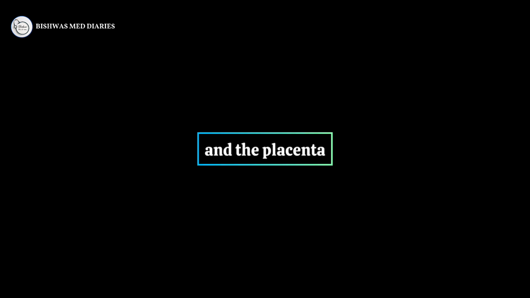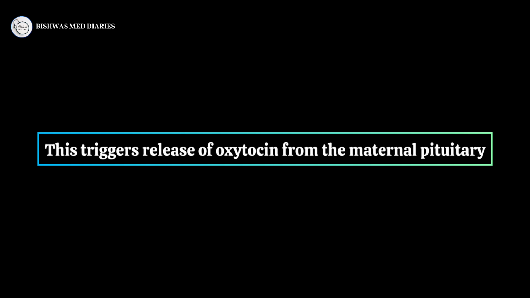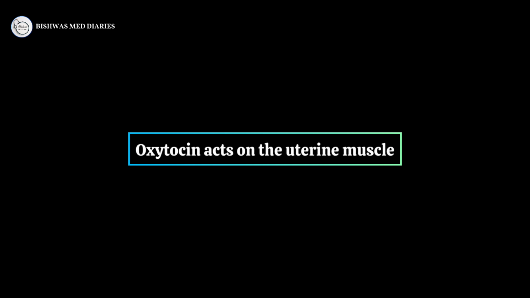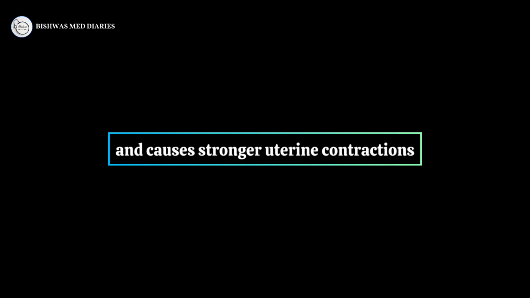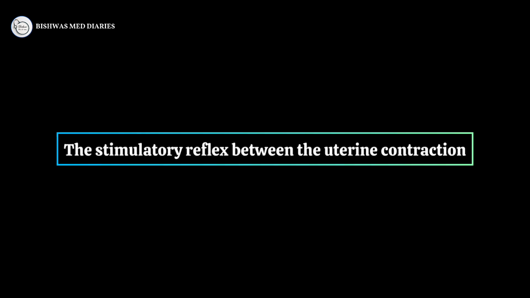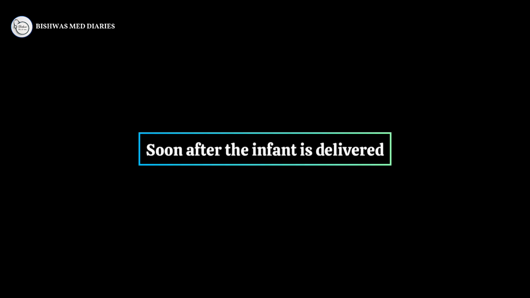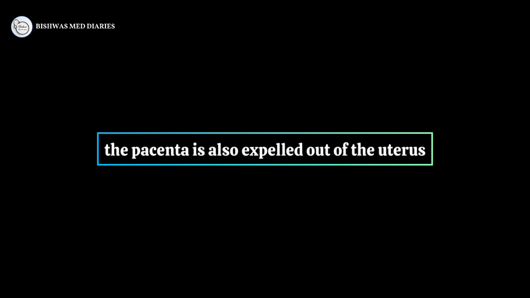The signals for parturition originate from the fully developed fetus and the placenta, which induce mild uterine contractions called the fetal ejection reflex. This triggers release of oxytocin from the maternal pituitary. Oxytocin acts on the uterine muscle and causes stronger uterine contractions, which in turn stimulates further secretion of oxytocin. The stimulatory reflex between the uterine contraction and oxytocin secretion continues, resulting in stronger and stronger contractions. This leads to expulsion of the baby out of the uterus through the birth canal, parturition. Soon after the infant is delivered, the placenta is also expelled out of the uterus.